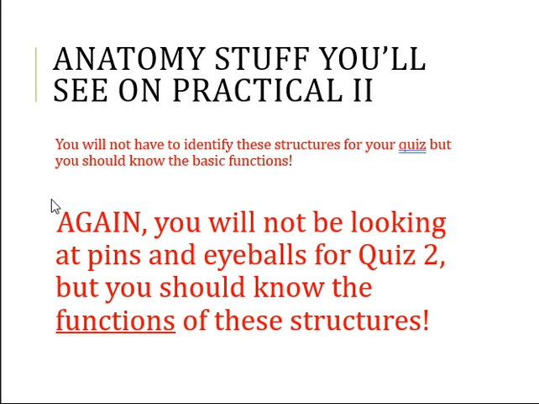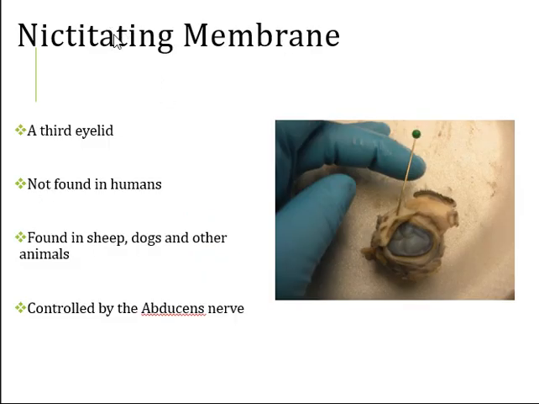This is an outside structure, the nictitating membrane. This is not found in humans. It's a third eyelid, like you see in cats and dogs too, but in this case, this is a cow eye, I believe, or a sheep eye. It will protect the eye while you're sleeping. So if you've ever seen a dog or a cat sleep with their eyes open, you're looking at their nictitating membrane. And this is controlled by the abducens nerve.